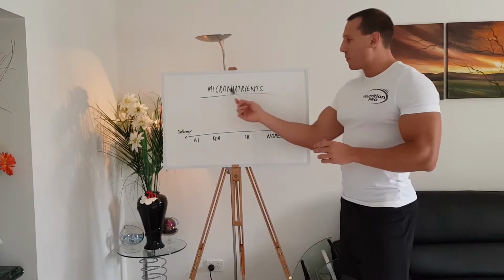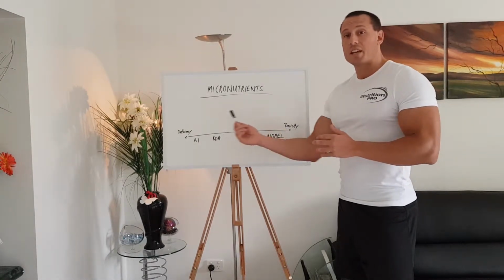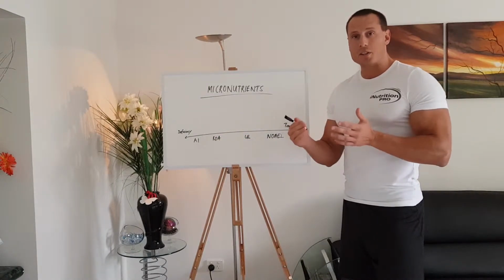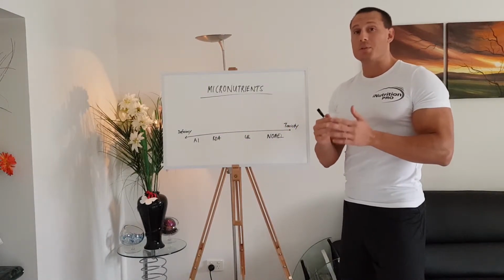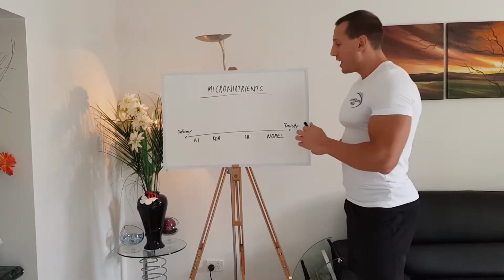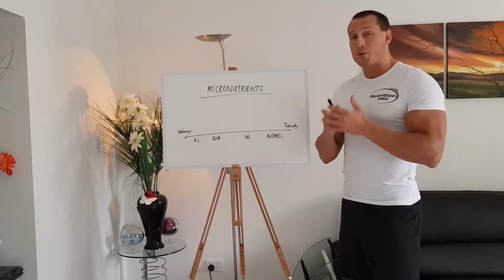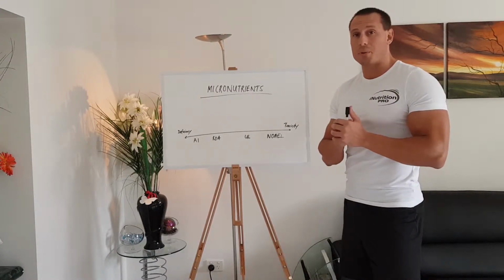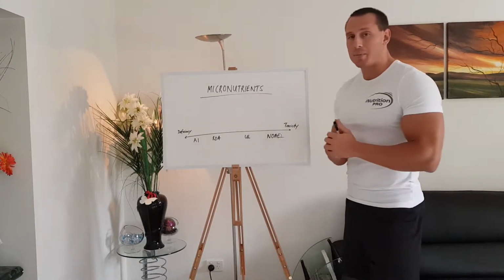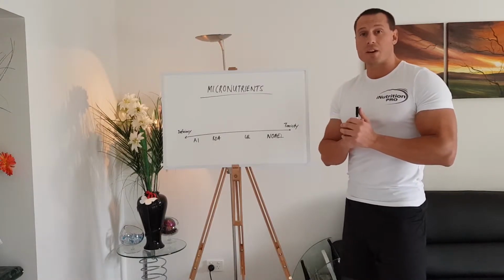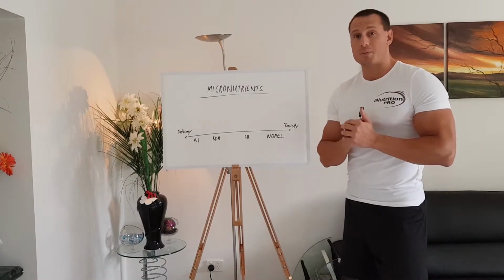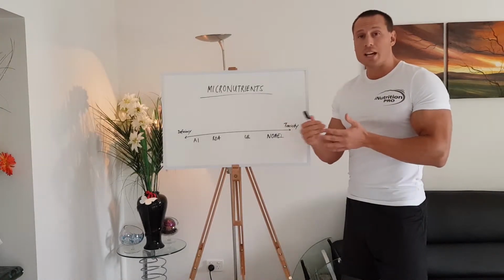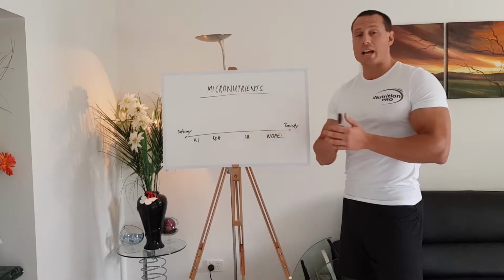Now we can classify our micronutrient intake based on a set of reference values. So the adequate intake refers to the amount that will meet the needs of about 50% of the population. Okay? The recommended daily allowance, or the recommended nutrient intake, will meet the needs of about 97.5% of the population. The upper limit will not cause adverse health effects in about 97.5% of the population. And then the no observed adverse effect level is the amount that has not been shown to cause adverse health effects.